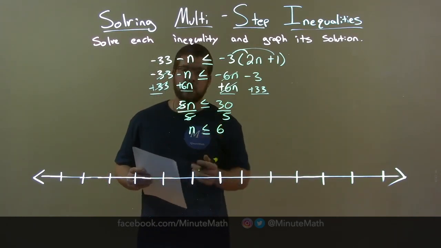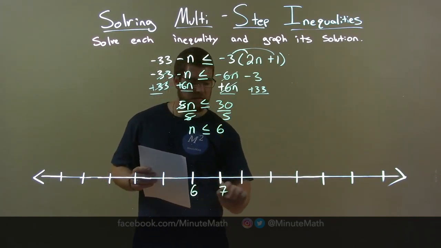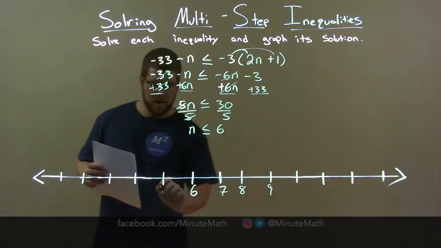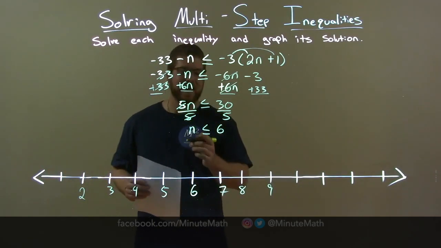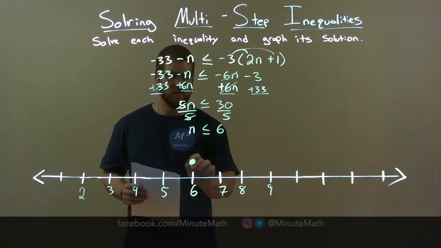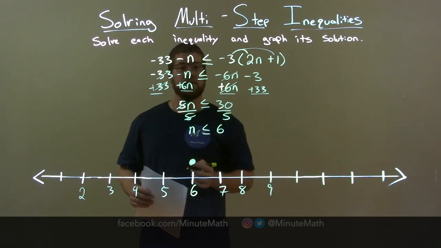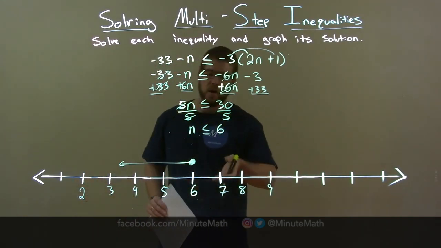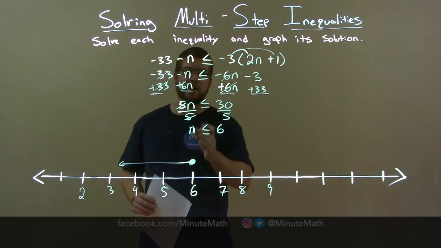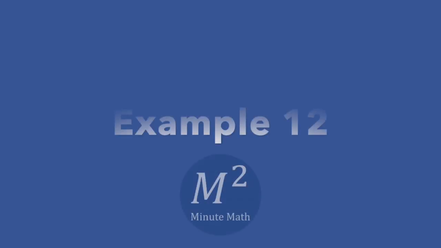Let's graph it. 6, 7, 8, 9, and 5, 4, 3, 2. Well, since n can equal 6, that gives us a closed circle at 6. n is less than 6, so the arrow goes to the left. And there we have it. Our graph matches our final answer of n is less than or equal to 6.